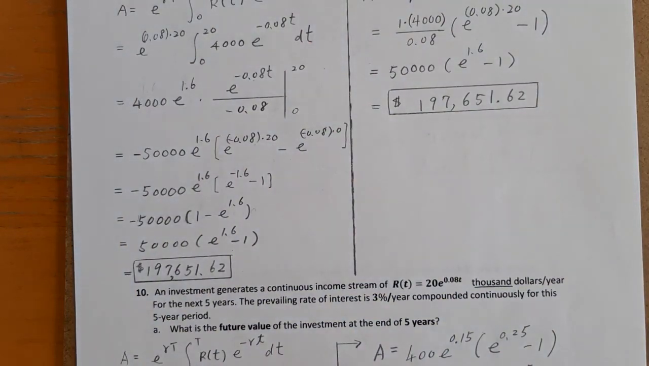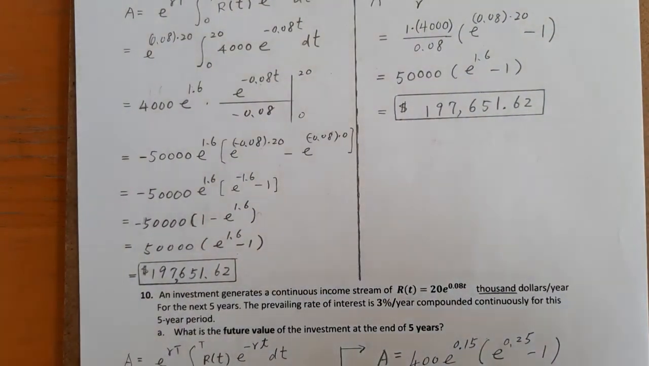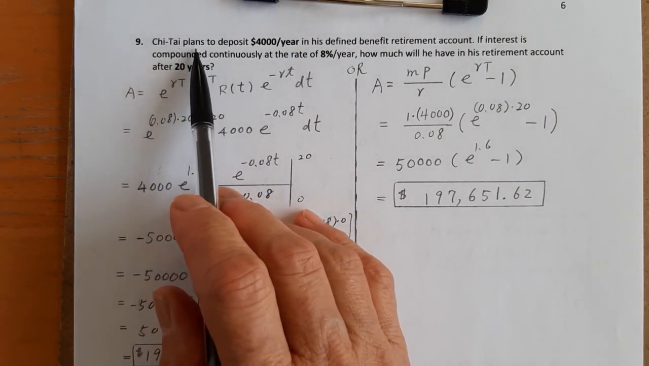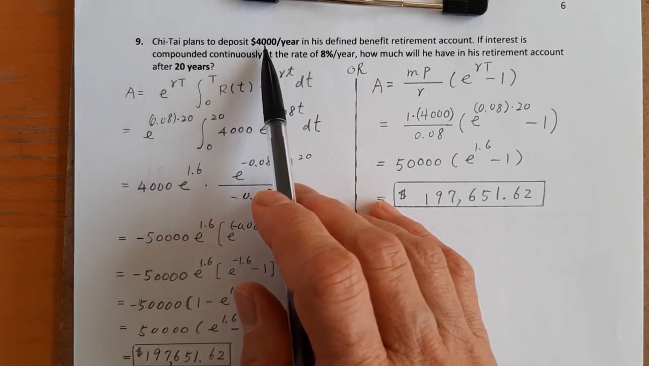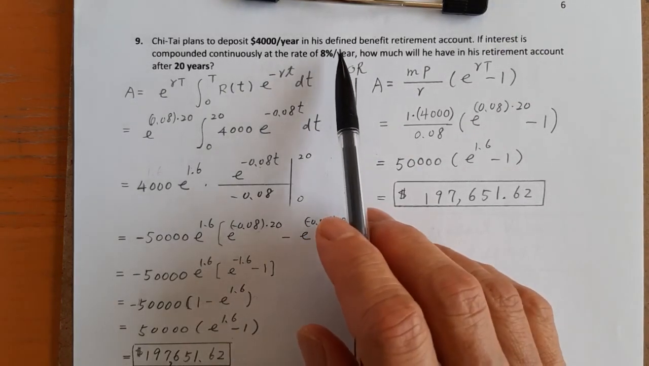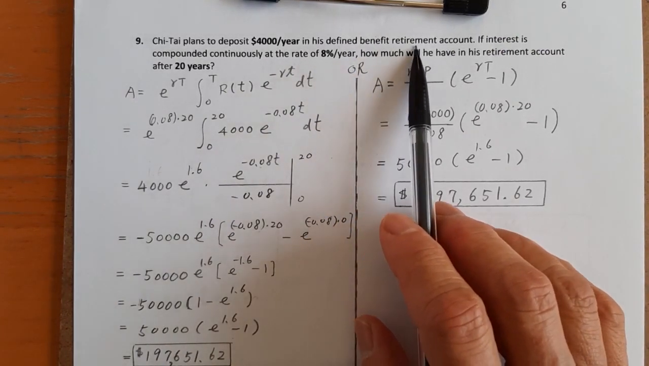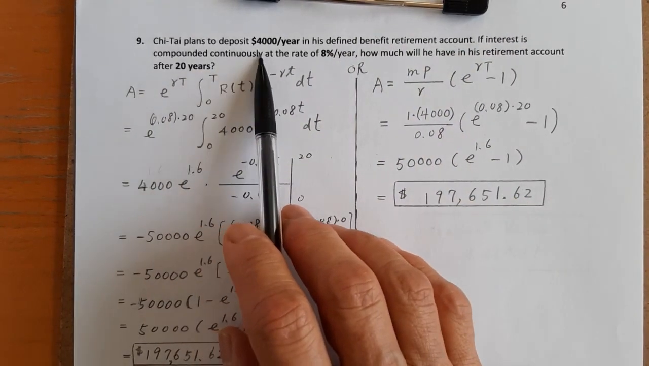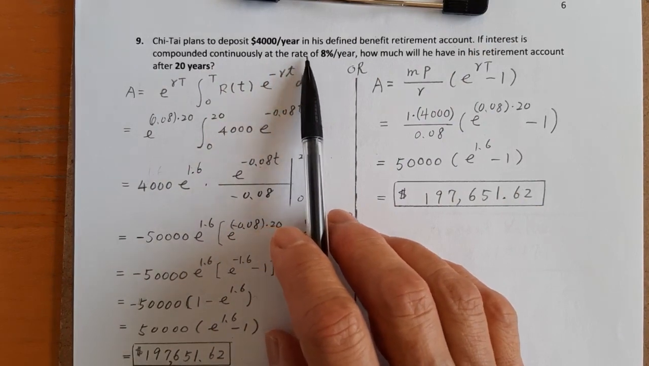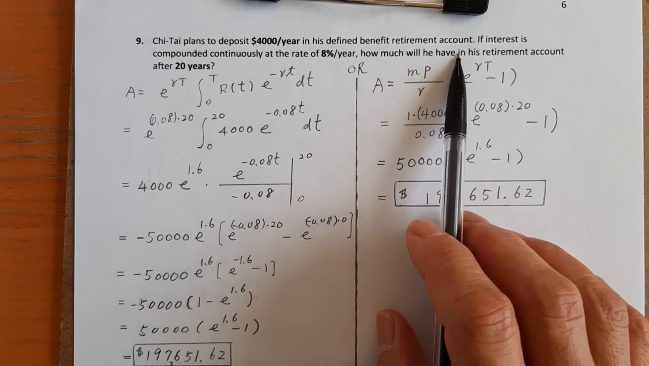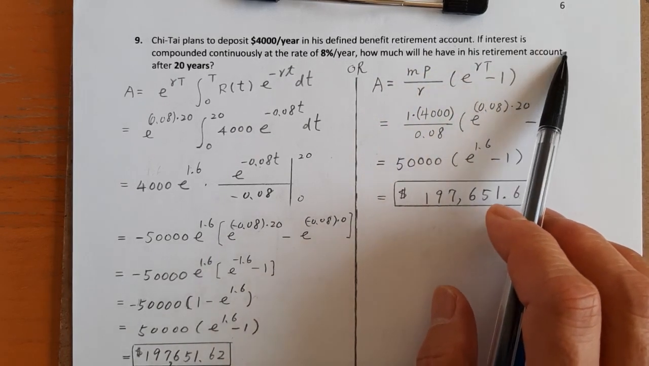The next one is: Kai-Tay plans to deposit $4,000 per year in his defined benefit retirement account. If interest is compounded continuously at the rate of 8% per year, how much will he have in his retirement account?